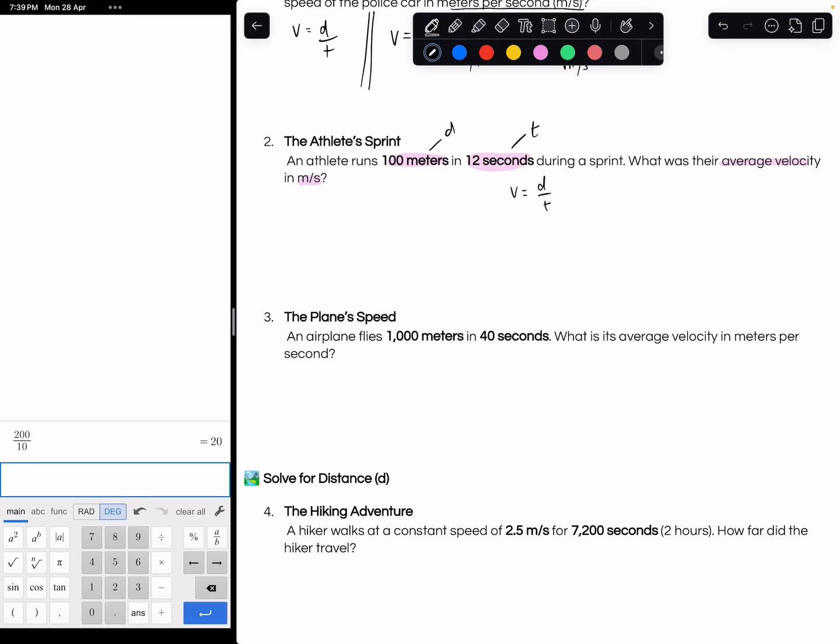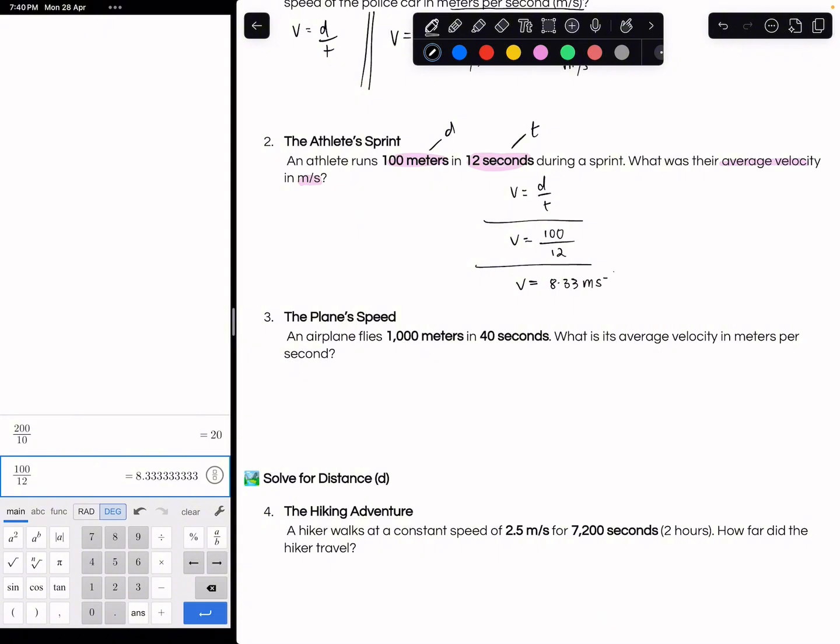Now, second step, let's substitute what we have. So we have distance, which is 100 meters, and then we have time, which is 12 seconds. So velocity is 100 divided by 12. And that is 8.33 meters per second. So anytime you see a fraction like this in this line, it essentially means divide by, okay?